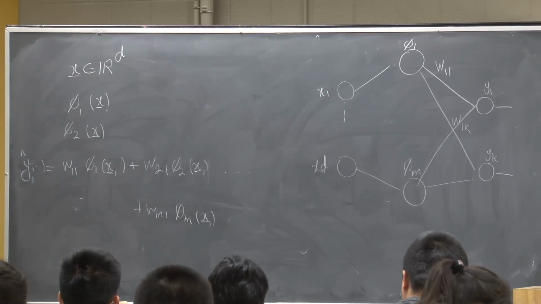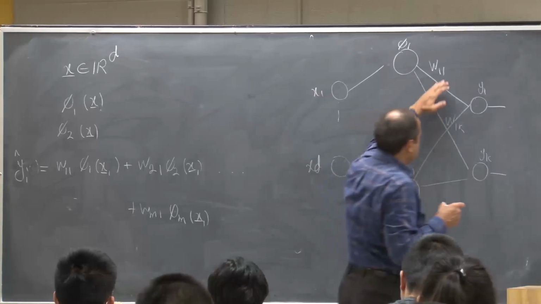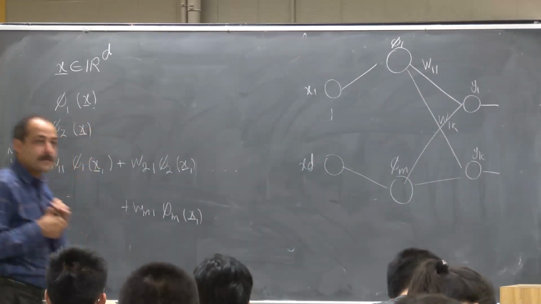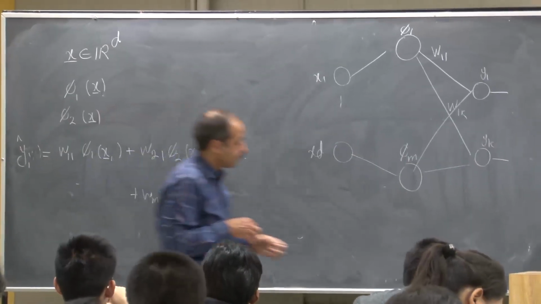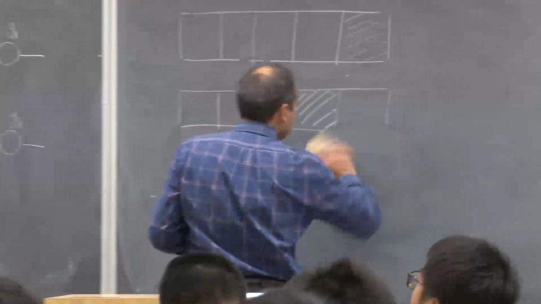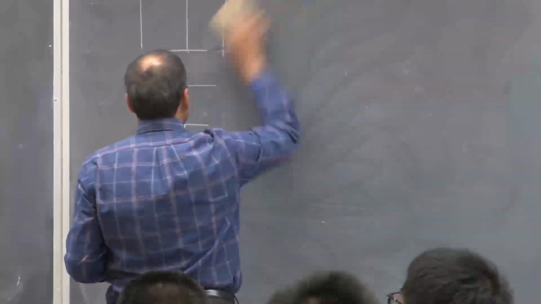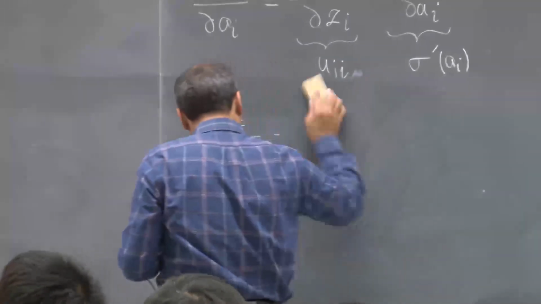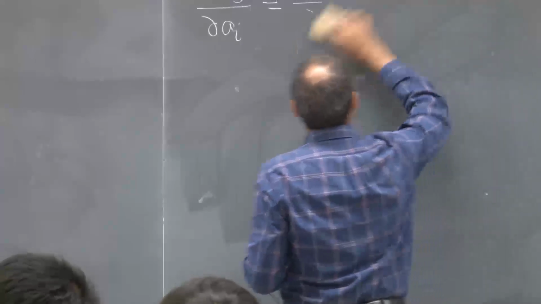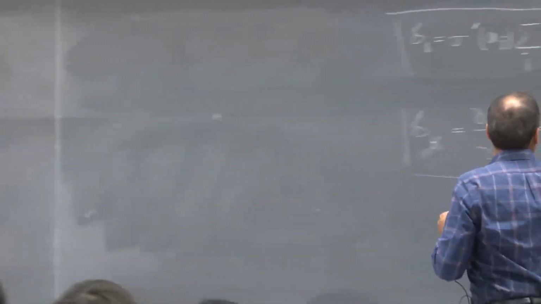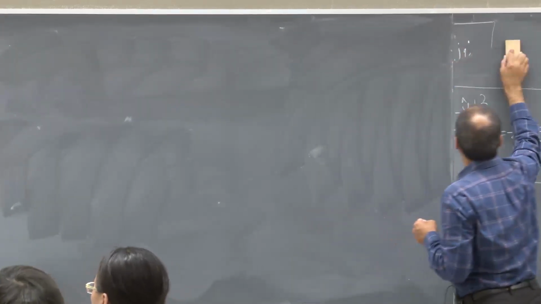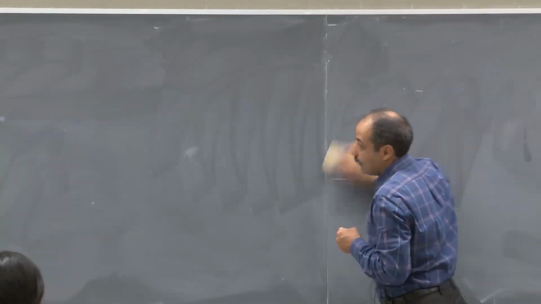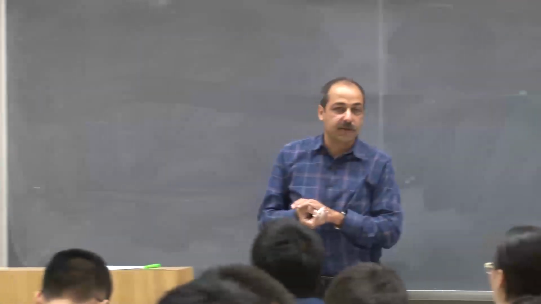Okay, we need to basically find this set of weights here. So any idea, any suggestion to do this?